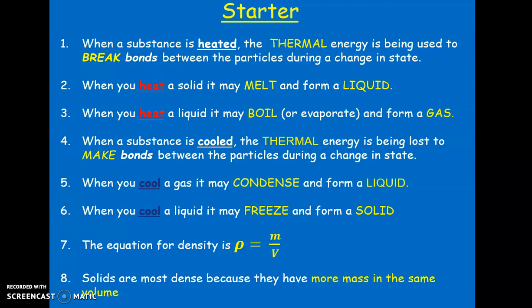From last lesson, the equation for density is density equals mass divided by volume. You can either have the symbol formula there, where the P-type thing is not P, it's rho. It stands for density equals mass divided by volume, or rho equals m over v. And number 8, solids are most dense because they have more mass in the same amount of volume. Remember, density is mass per volume. So if we're comparing things with the same volume, the things with the most mass in them are the most dense.